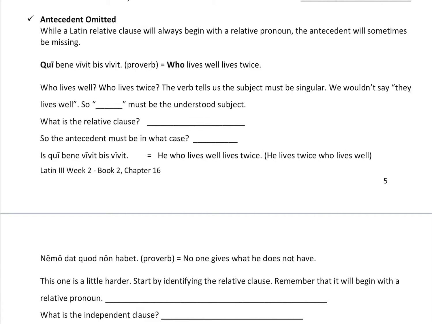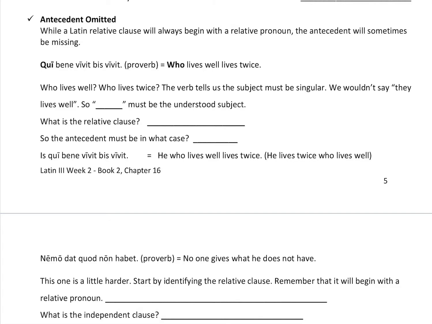Right, let's talk about now when an antecedent is omitted from a Latin relative clause. Do you remember how I told you that sometimes a relative pronoun is left out in English, but it's always there in Latin? Well, sometimes in Latin, an antecedent will be missing. So if you look at this sentence, qui bene vivit bis vivit, it's a proverb. Who lives well lives twice is the literal translation.